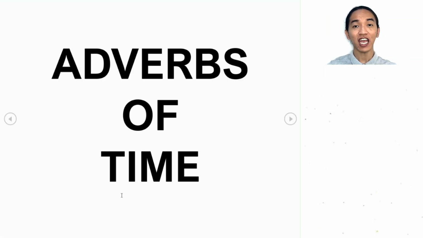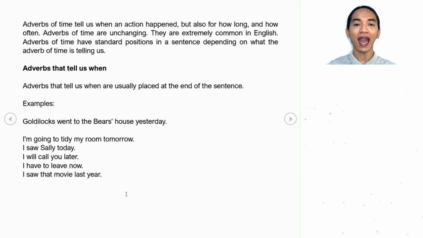Let's go. So, for this lesson today, we will be discussing about the adverbs of time. This is the second type of adverb that we are going to talk about under this discussion. So, let's go ahead and know more about the adverbs of time. Adverbs of time tell us when an action happened, but also for how long and how often. Adverbs of time are unchanging. So they are extremely common in English.